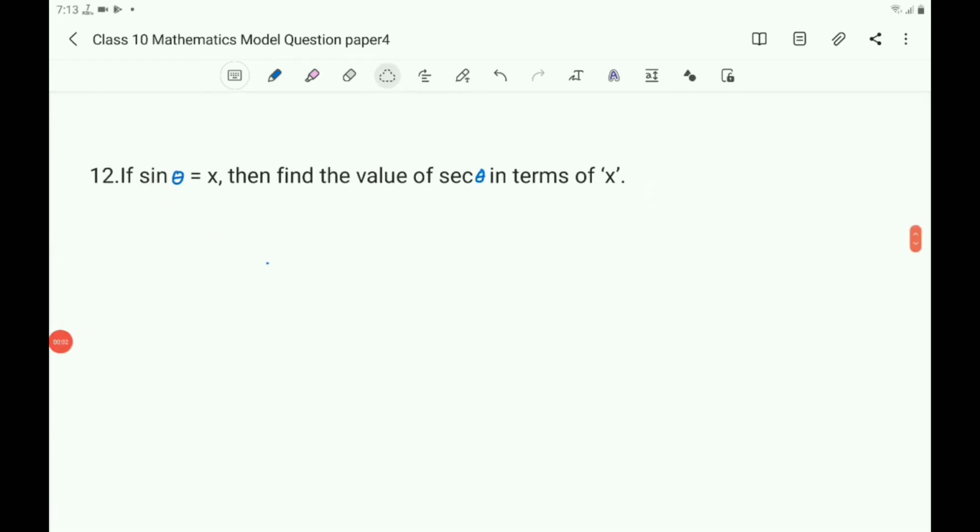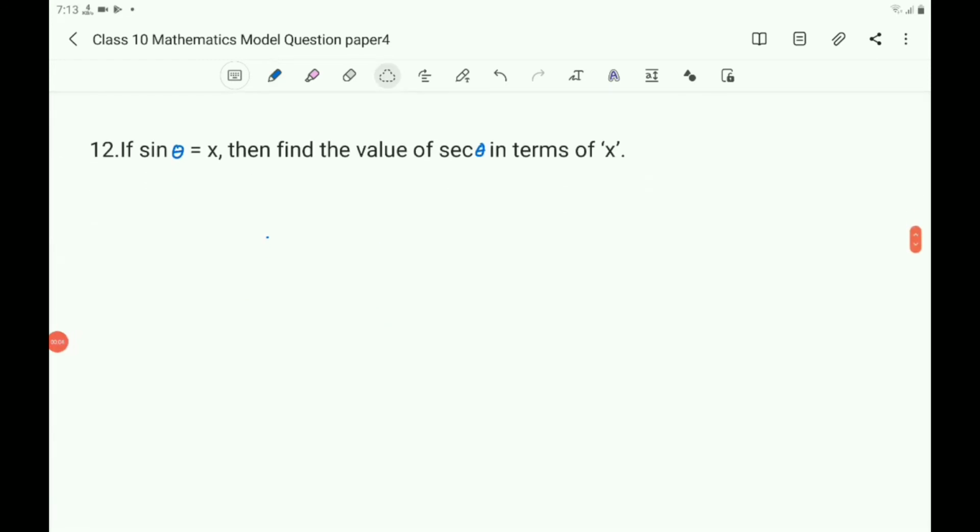Now the 12th question. If sine theta equals x, then find the value of secant theta in terms of x. Here sine theta is given. We have to find the sec theta in terms of x. Now let us have the rough sketch.